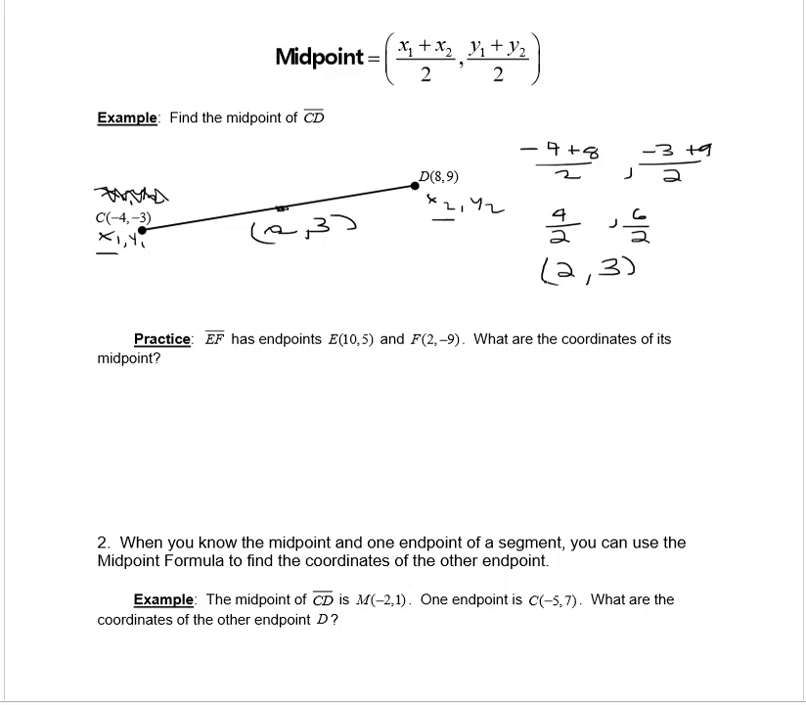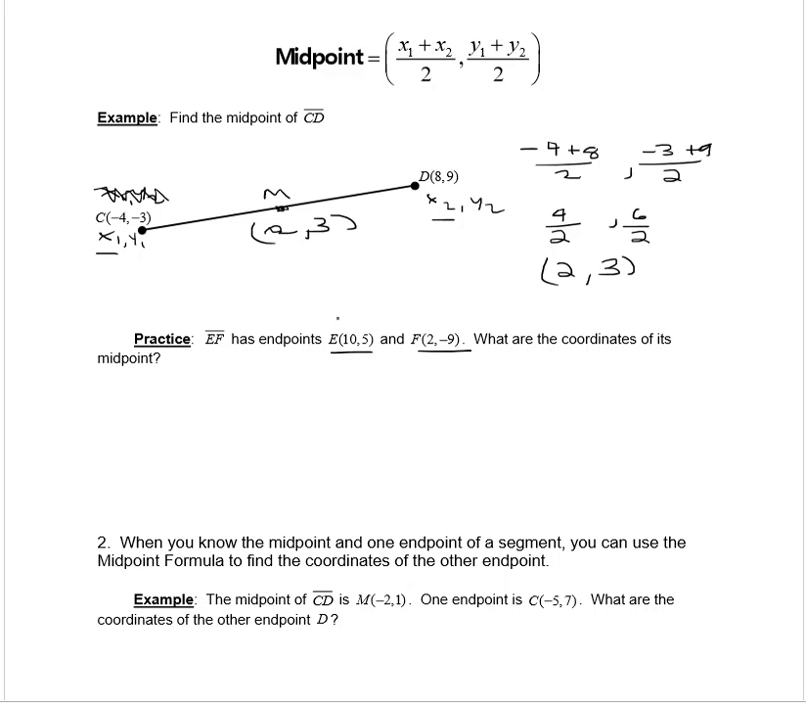Okay, and so all we did was we took the averages of the two x-coordinates of the endpoints, and then we took the average of the two y-coordinates of the endpoints, and then we get our midpoint. So this would be the midpoint of CD. Now you don't always have to have a picture. As long as I have the two endpoints, like in this next example, E and F, I can figure out what the midpoint is by using the midpoint formula.